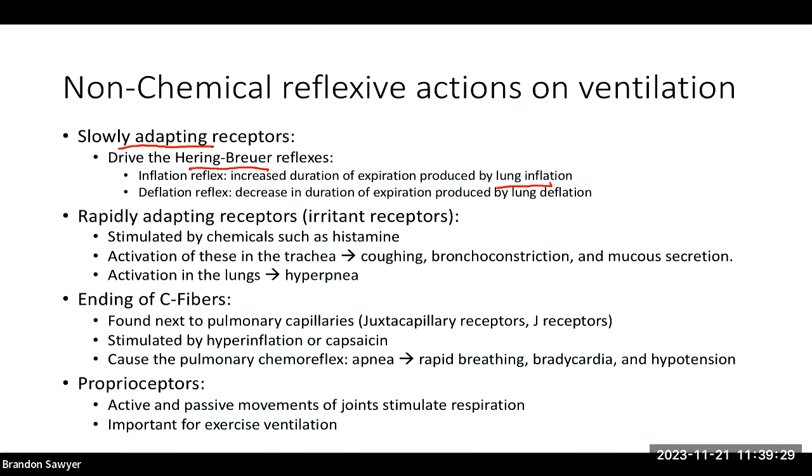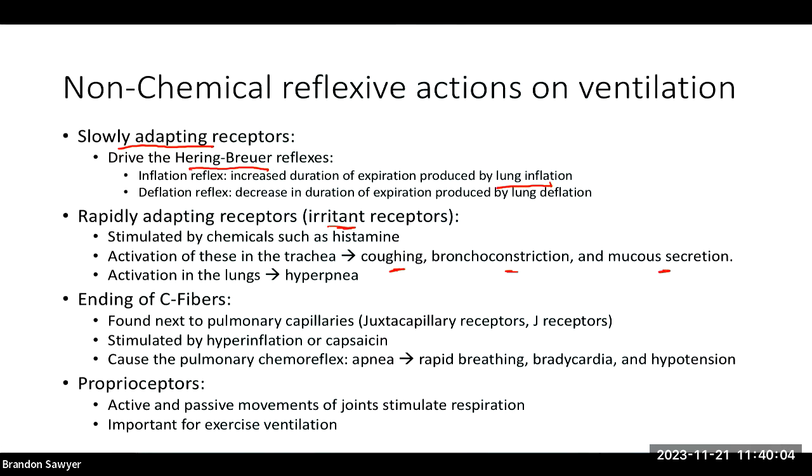And then we have these rapidly adapting receptors, which are known as irritant receptors. And so these are stimulated by chemicals like histamine, which is partially what can irritate our airways when we're sick, okay, or with allergies, okay. But then they also can be triggered by things like dust and other things like that. Okay, so activation of these in the trachea is what leads to coughing. Okay, also leads to bronchoconstriction and mucus secretion. When we activate these in the lungs, this causes us just to breathe more, hyperpnea.